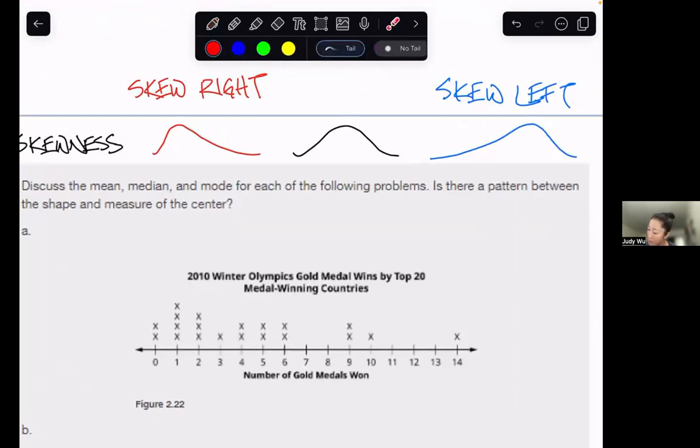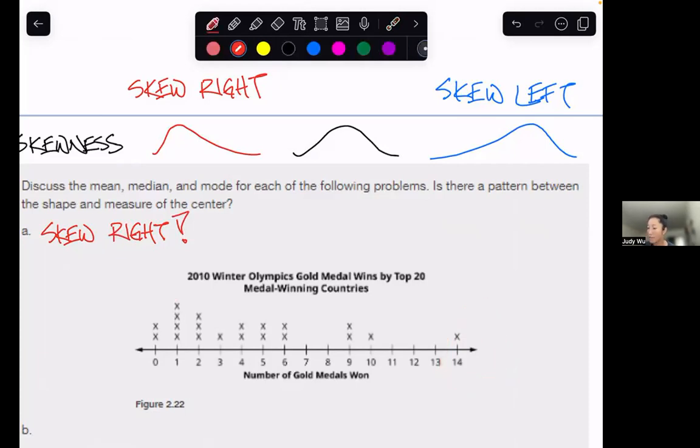I think we can see that if we sort of highlight over the bumps, that we end up with a skew right situation, okay? So this one is skewed right, right? And what that means is that we have some outliers on this right-hand side, okay? So like in particular, we have a country that won 14 gold medals. And so that 14 pulls the mean to the right, okay?